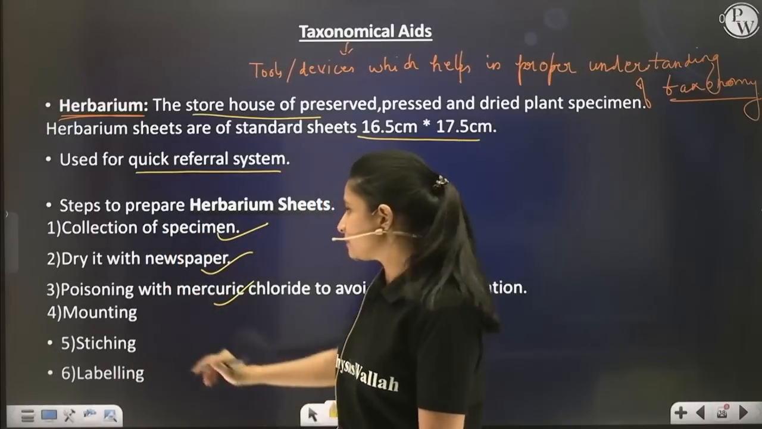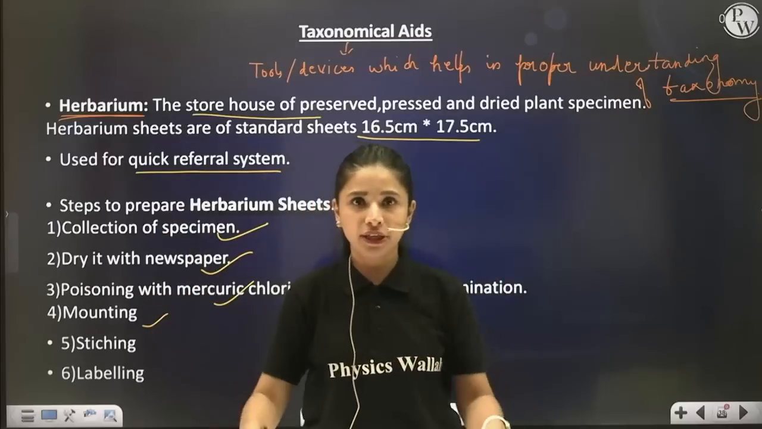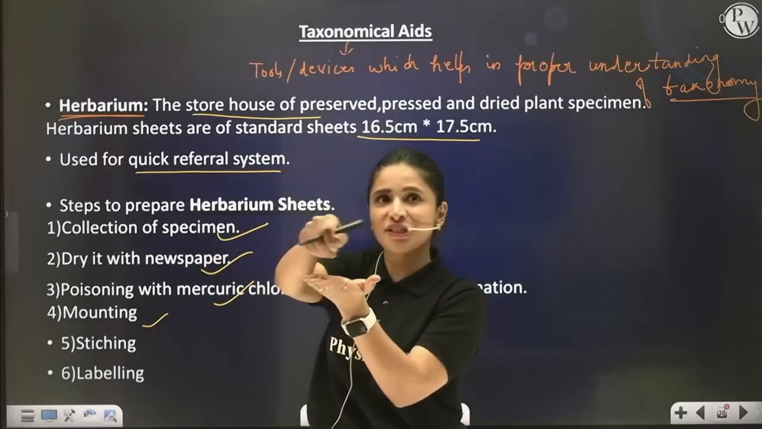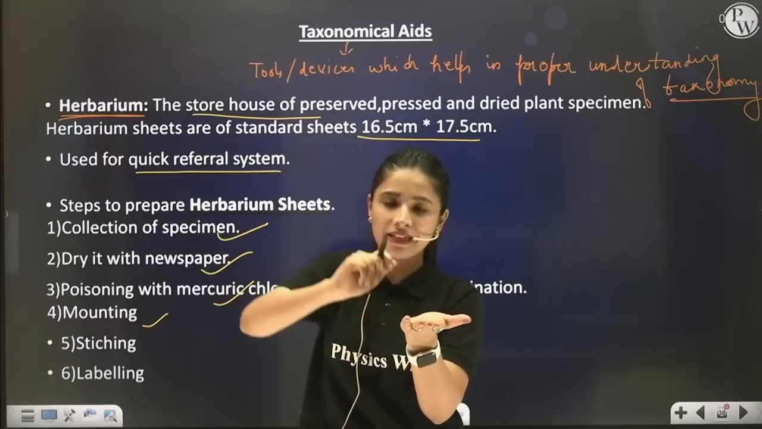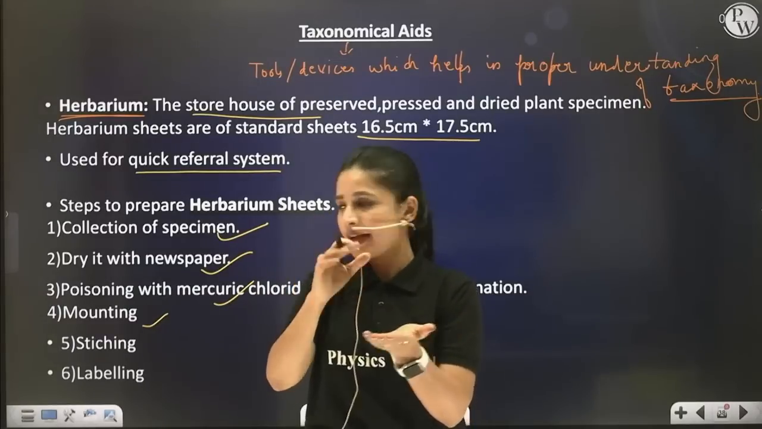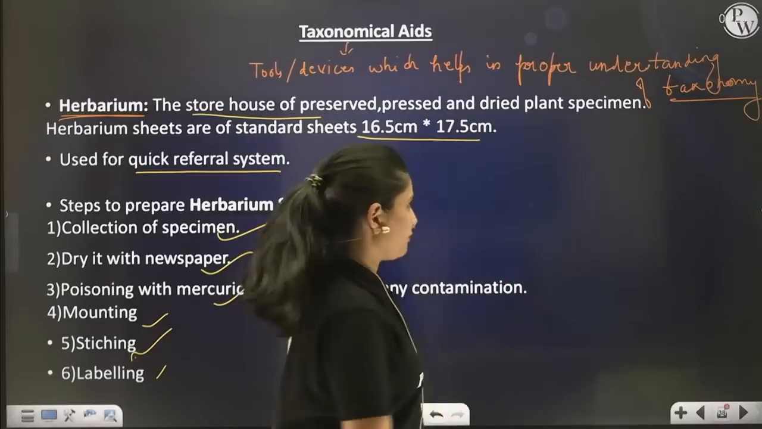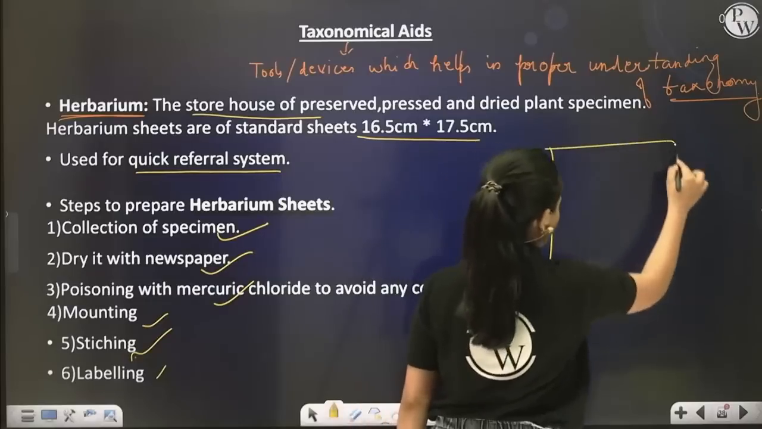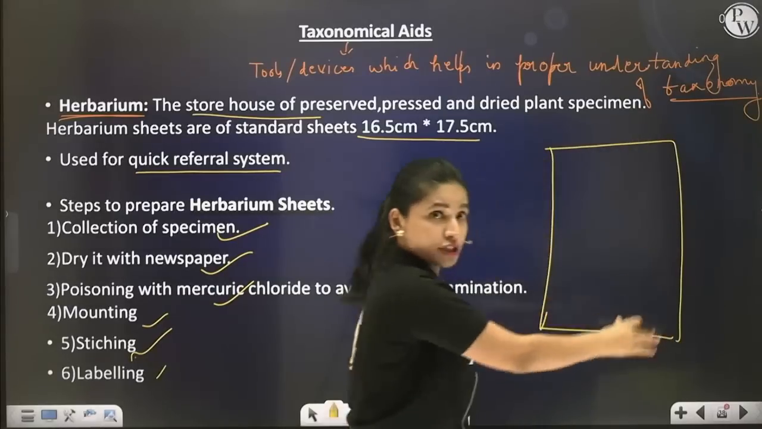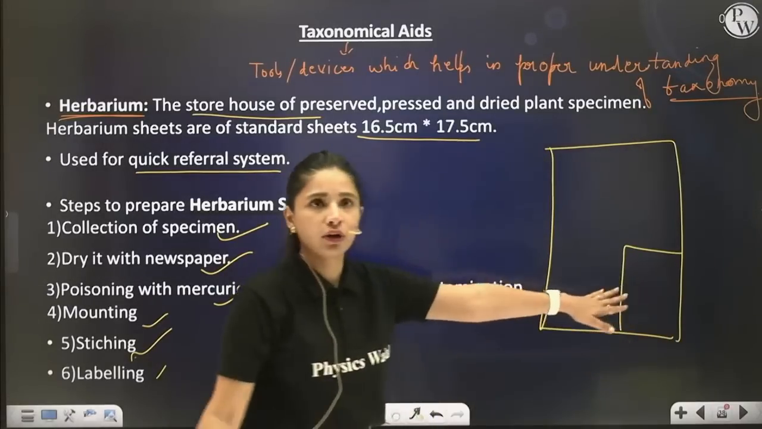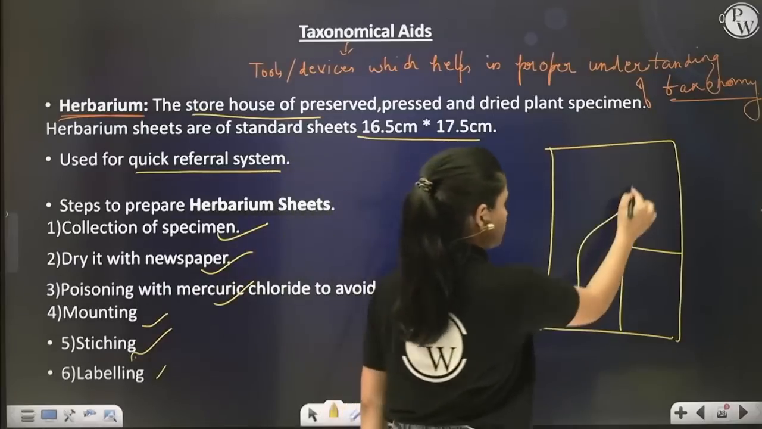After doing it, take the sheet and mount it. After mounting it, stitch it. Rather than sticking it, stitch the specimen, and then finally label. Label how? Like for example, this is my herbarium sheet. On the right hand side corner, you are going to place your label.